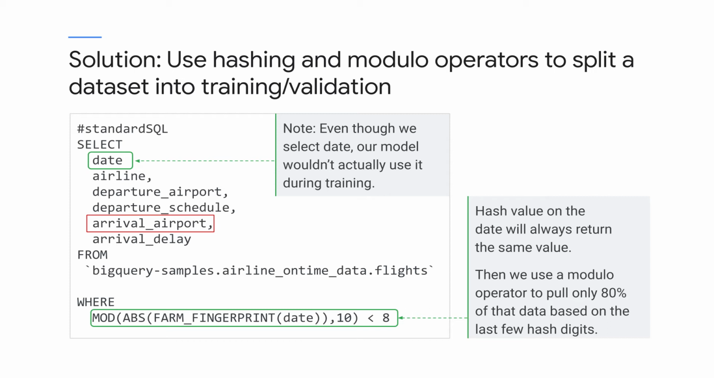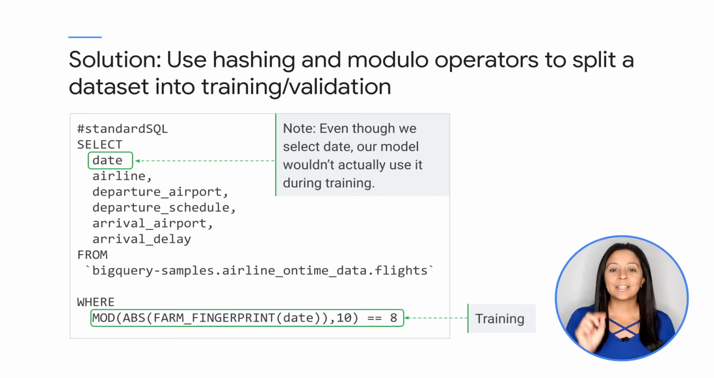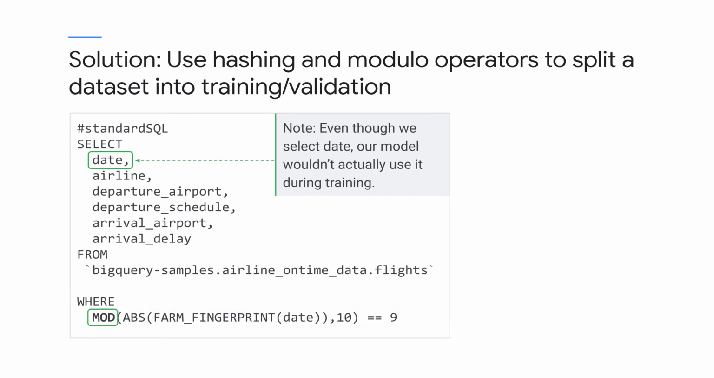Looking at the query here, how would you get a new 10% data sample for evaluation? Change the less than 8 in the query above to equals 8. And for testing data, change it to equals 9. This way, you get 10% of samples in evaluation and 10% in testing. We can also take the modulo of the hash, and because the hash is constant, you get the same hash and the modulo 10 is the same.